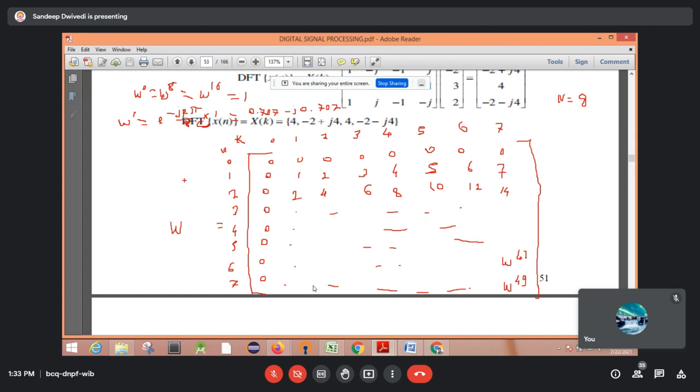In a matrix you can write this value. Then w raised to power 2, this also you can calculate. W raised to power 2 means the value of kn is 2, okay. So that 2 will be cancelled with this 2, so instead of 4 it will be pi by 2, so cos pi by 2 minus j sin pi by 2.